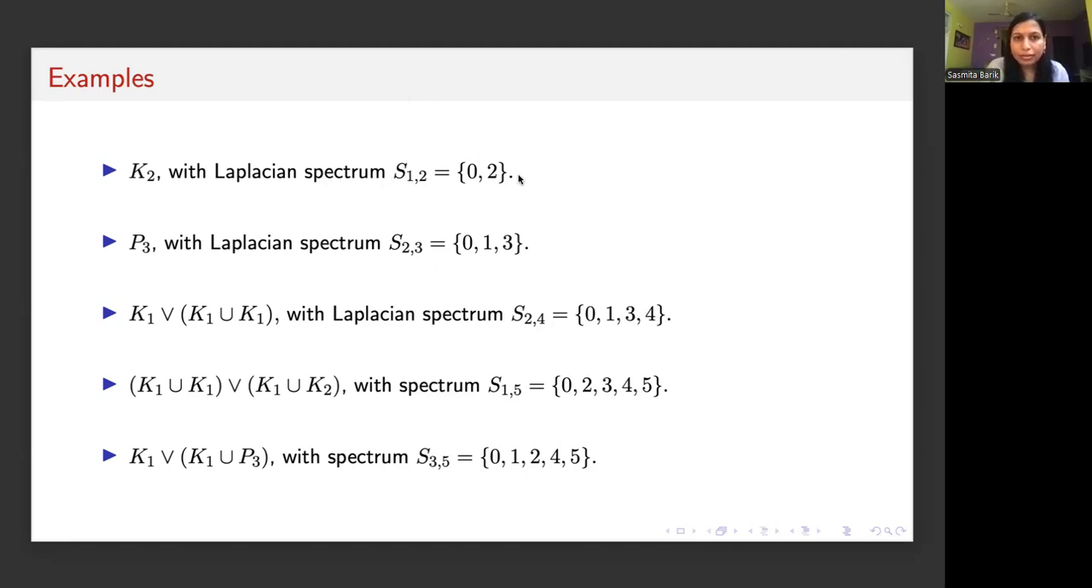So here 2 is there, 2 is the number of vertices. Here 3 is the number of vertices, 3 is there. Here 4 is the number of vertices, 4 is there. Here 5 is the number of vertices, 5 is present. Here also 5 is present. So the number which is missing, is any other number missing?